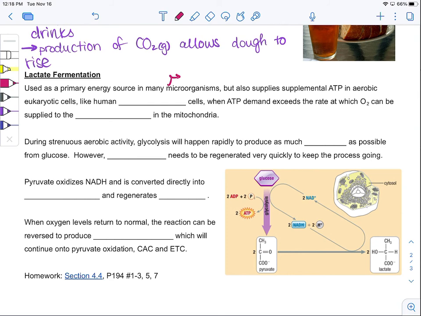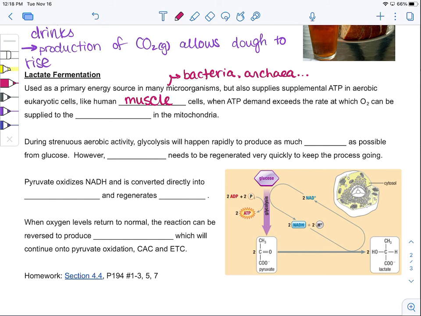So thinking of things like bacteria and archaea, those really, really small, sometimes unicellular ones. But it's interesting too that we can also use this in eukaryotic cells. And I was mentioning that human muscle cells actually do use this type of fermentation.